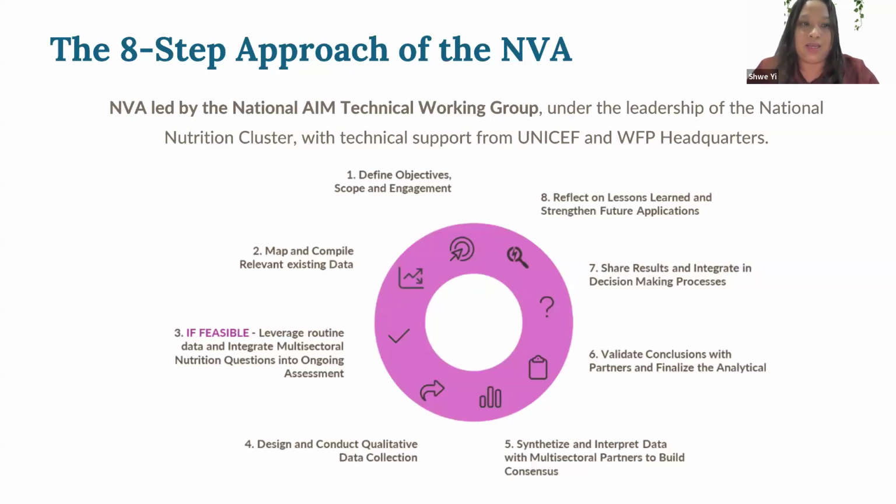In the nutrition vulnerability analysis, we applied a step approach, led by the national technical working group and the leadership of the nutrition cluster, with technical support from UNICEF and WFP headquarters. In the first step, we define the objective, scope, and engagement. We also map and review the relevant existing data, including assessments, surveys, and reports. We leverage routine data and integrate multi-sectoral nutrition questions into ongoing assessments as well. Then, as step 4, we design and conduct the qualitative data collection, and synthesize and interpret the data with multi-sectoral partners to build consensus and ensure data triangulation and context analysis. As step 6, we validate the conclusions with partners and finalize the analytical reports. Then we share the results and integrate them into the decision-making process, and reflect on lessons learned and strengthen future application.